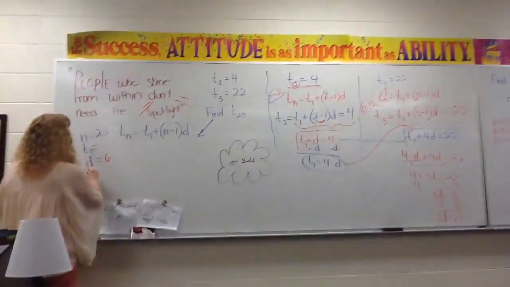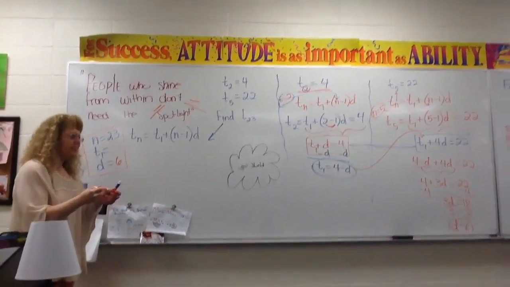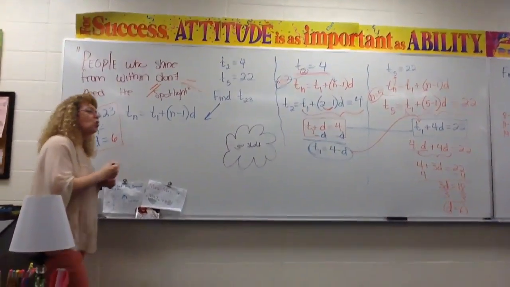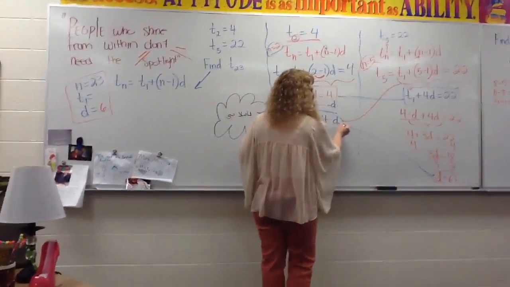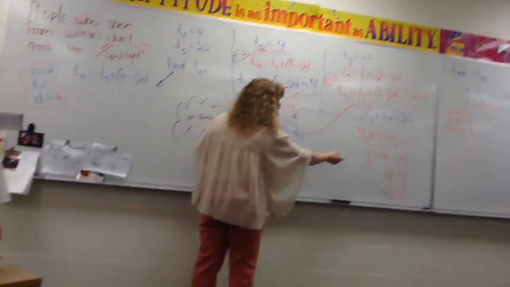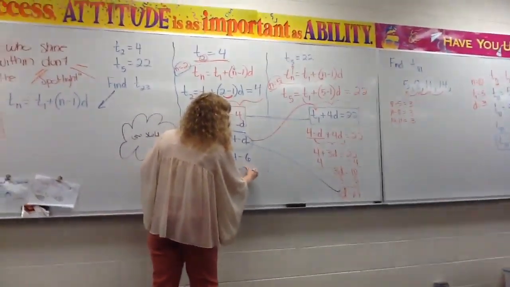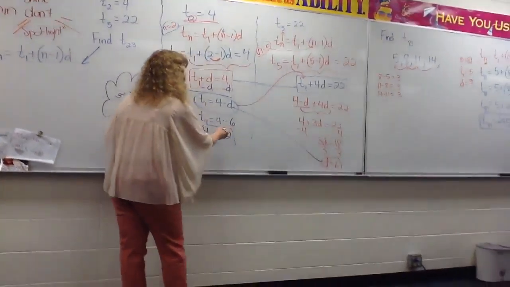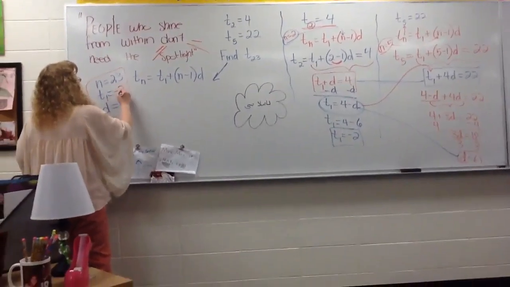but I also need T1. How can I get T1? Right. Take it and go back. Right here. T1 equals 4, take away D, but what is D? 6. So what's my T1? So T1 is -2. And now we're all set, I think.